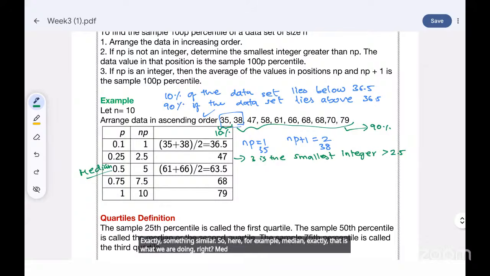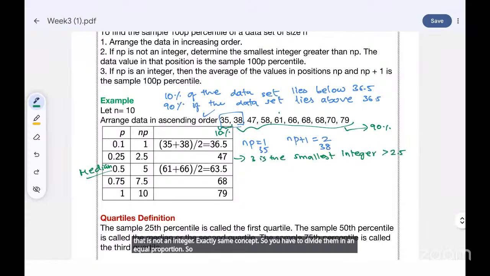Median means what we are doing. So here n is an even number, and hence what are we doing? We are considering the fifth and sixth position and the average, right? So this is the 50th percentile. The exact same concept goes for any value where np is not an integer. You have to divide them in an equal proportion.